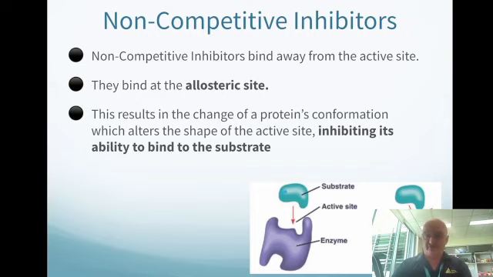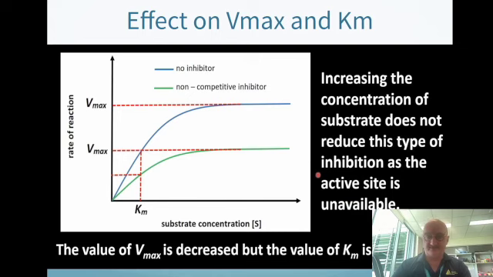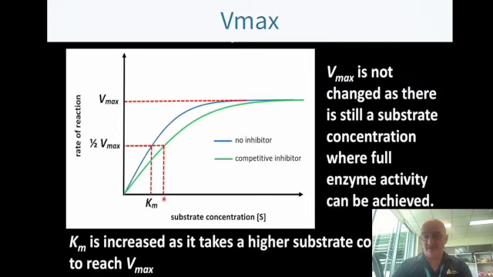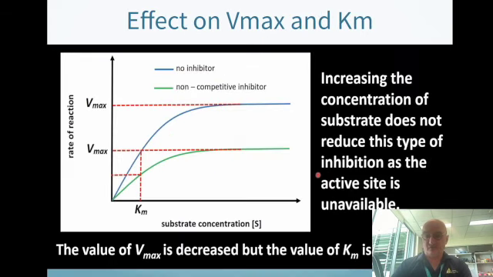Non-competitive inhibitors bind at the allosteric site on the opposite side and deform the enzyme. The effect now is clearly quite different. Here it was slower to get to the Vmax, therefore Km increased, and now it doesn't actually reach the same Vmax because the non-competitive inhibitor has deformed the enzyme, so nothing can actually bond with it.